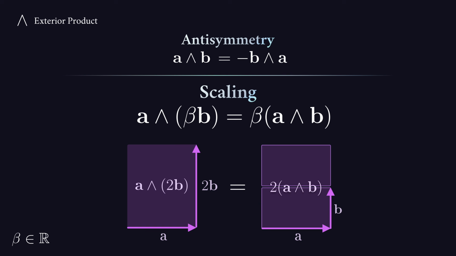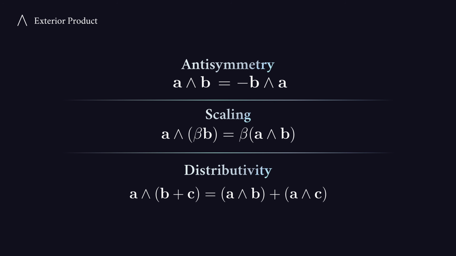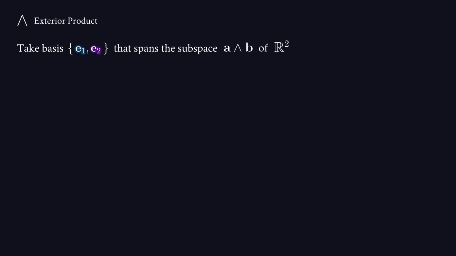Now we also want distributivity, like the classic rule, you know, A wedge parentheses B plus C. This should be the same as if we were to factor individually. To get a bit more of a feeling for how this exterior product works, let's take an orthonormal basis consisting of E1 and E2 that spans the subspace A wedge B of R2.